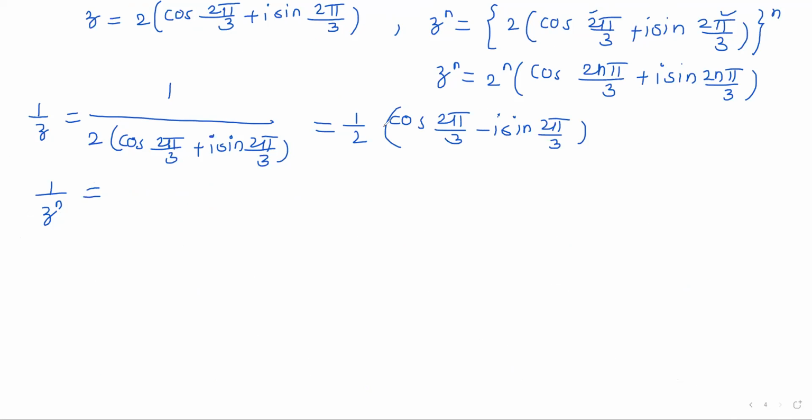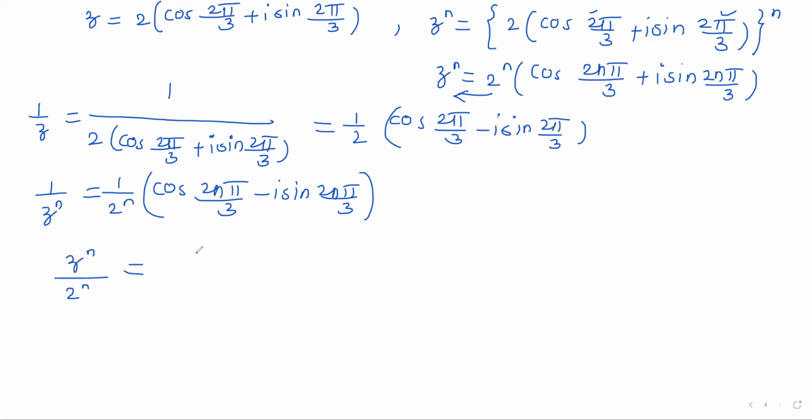1 upon z raised to n will become 1 upon 2 raised to n, because this will also be raised to power n, just as it happened here. So this will become 1 upon 2 raised to n, and here it will be cos of 2n pi by 3 minus i into sine of 2n pi by 3, right? So this is 1 upon z raised to n. Now I will simplify this term. I will shift this to the left hand side. So this will become z raised to n divided by 2 raised to n is equal to cos of 2n pi by 3 plus i into sine of 2n pi by 3, right? From this equation.